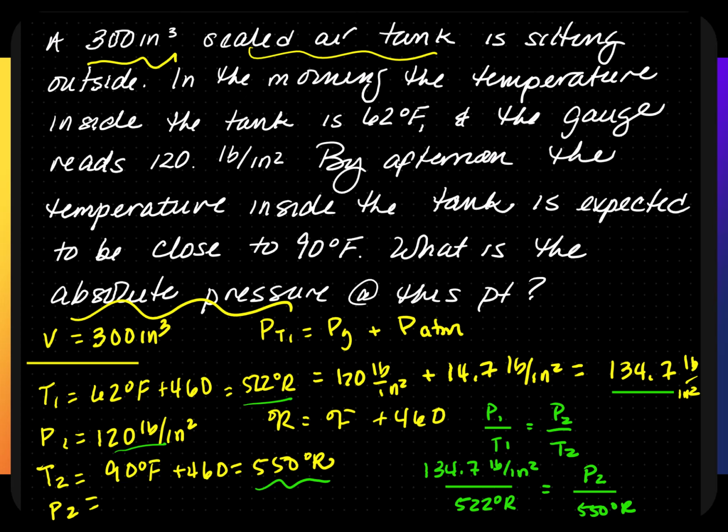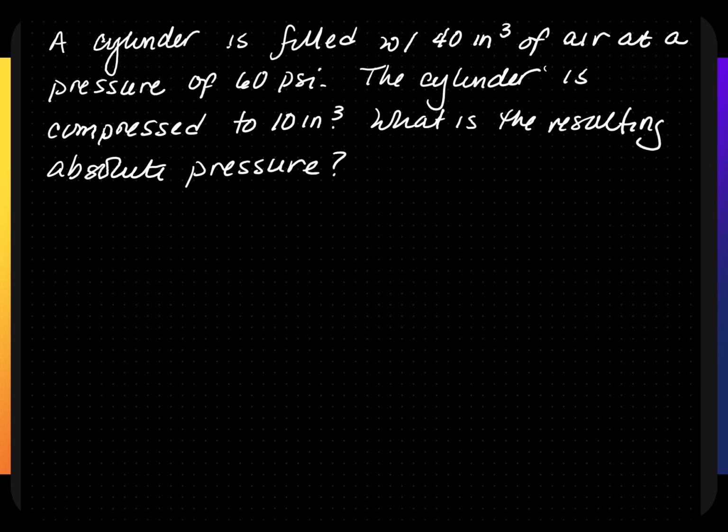So we're going to multiply and divide. So 134.7 divided by 522 times 550, and our pressure becomes 140 pounds per inch squared. Pause the video, try this problem on your own, and then check your answer.